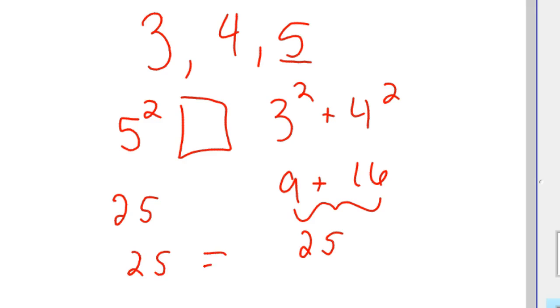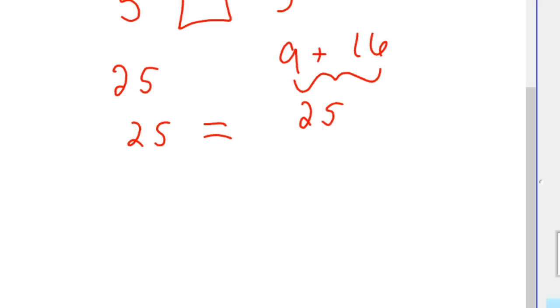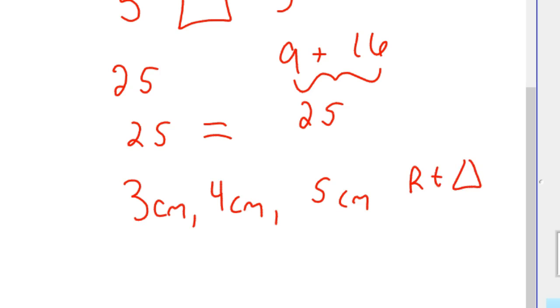Well, 25 is the same as 25. So 3, 4, 5. Something that's 3 centimeters, 4 centimeters, and 5 centimeters is a right triangle. It doesn't matter the units. It could be inches, feet, yards, miles, kilometers, whatever the length you want to choose. If you have a 3, 4, 5, it's a right triangle.